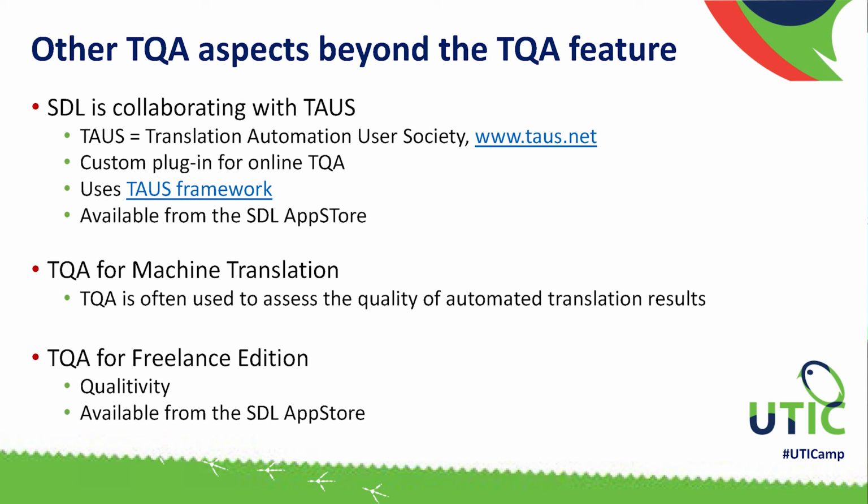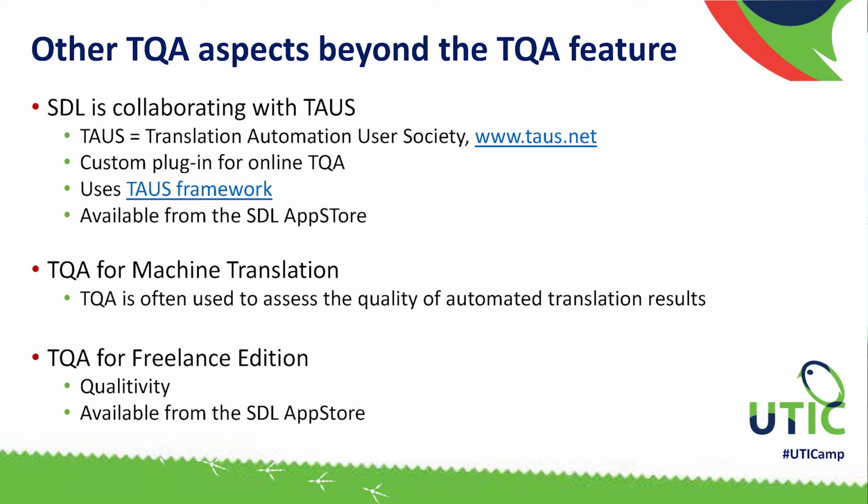So there is a custom plugin on the SDL App Store that uses the TAOS framework, and you can go and get that separately. Actually, Qualitivity, which you can see at the bottom, which is useful for the freelance edition, this is also integrated with TAOS if you choose to do it. So what I showed you for the translation quality assessment doesn't require any integration with TAOS at all. You can do that without sharing information at all. But if you wanted to share the information with TAOS, you can do that using the Qualitivity plugin. And as I think we said on an earlier slide, you can also use translation quality assessment for assessing the quality of machine translation. Very useful for that sort of thing.